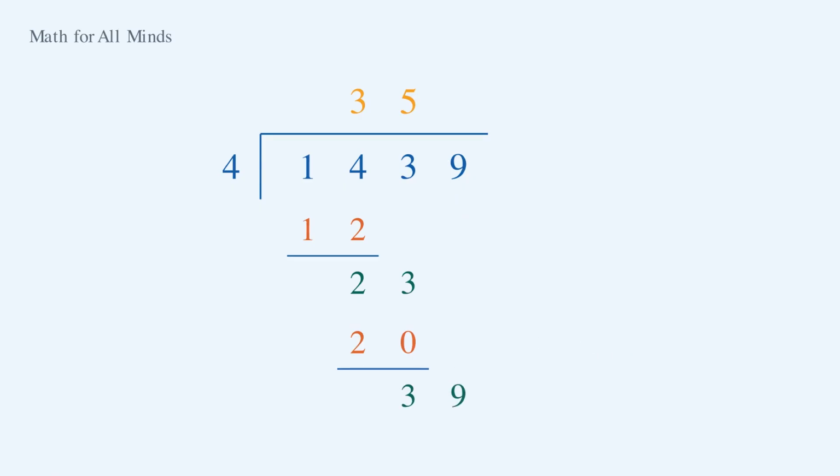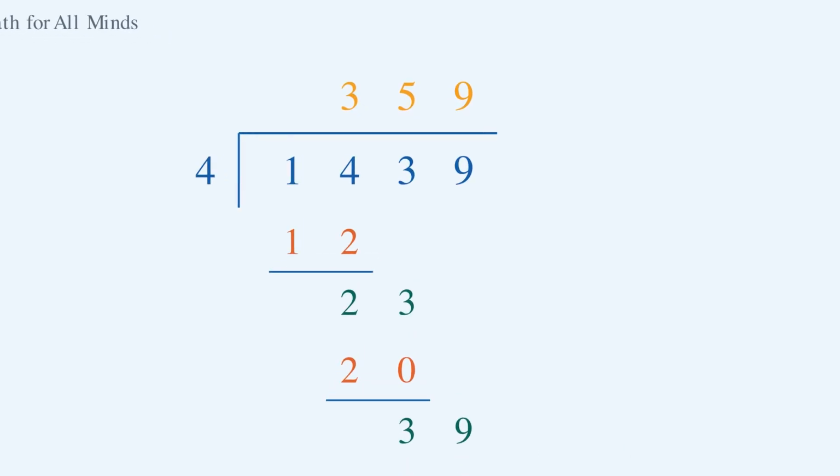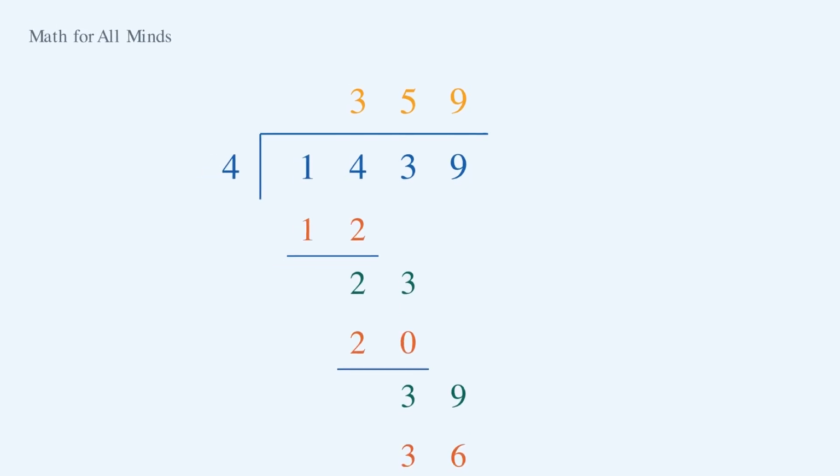Bring down the 9 to make 39. 4 goes into 39 9 times. 9 times 4 is 36. Subtract. 39 minus 36 is 3. And there's nothing left to bring down. That leftover 3 is called the remainder.